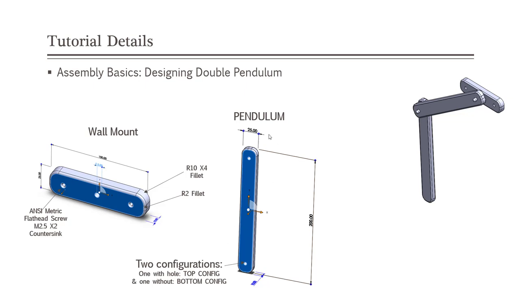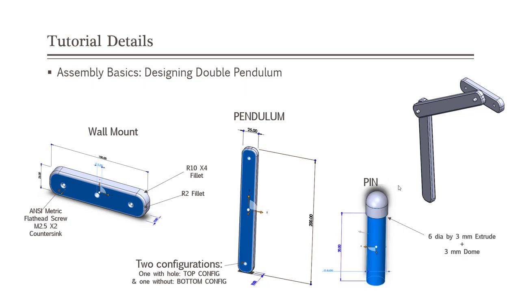We will create a single part with the name pendulum and create two different configurations. The first one will be this top configuration with the hole at the bottom, and the second one will be the bottom configuration without any hole. And finally, you can see that there are pins that are combining the top configuration with the wall mount and also the bottom of the top configuration with the bottom configuration. Let's shift to SolidWorks and create this wall mount.